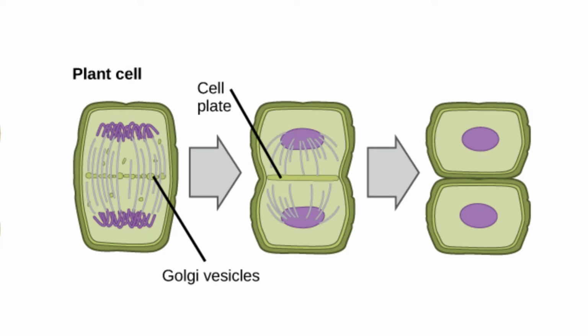In plant cells, instead of the membrane being pulled apart, there is a new structure that is built to create two daughter cells. This occurs when vesicles rich in carbohydrates start to form towards the center of the cell. They fuse together to create a structure called the cell plate, which eventually fuses with the cell wall and completely separates the membrane between the two cells.